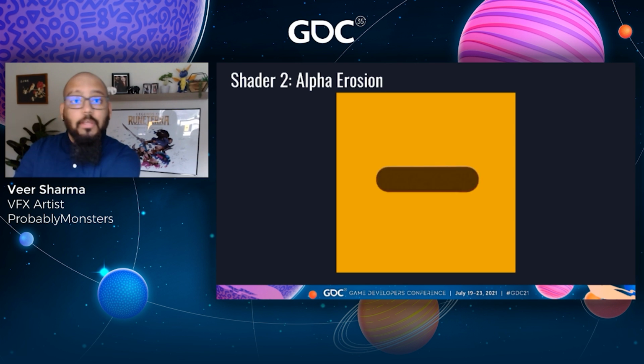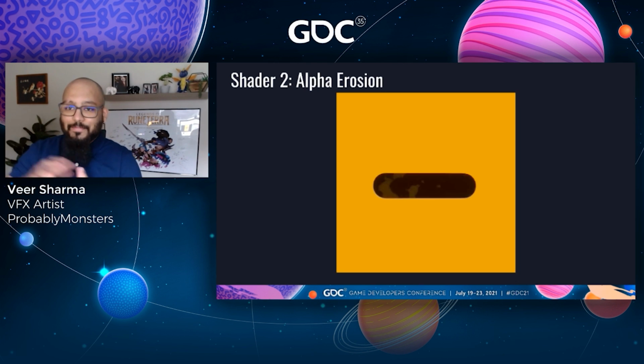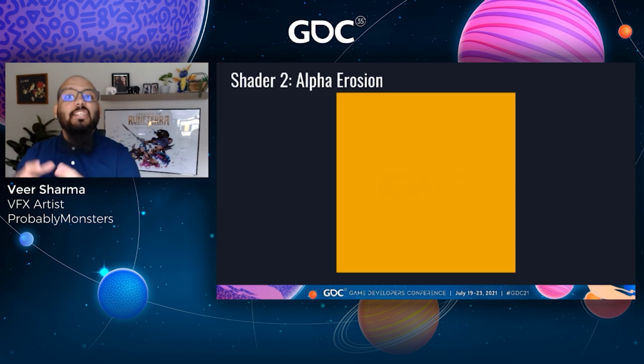Now, this is okay for some use cases. However, sometimes we want a bit more fidelity in the way our texture fades in and out. And that's where alpha erosion comes in handy. Now you can see that using alpha erosion gives this texture more of a sense of being eaten away, more of a dissolvey feeling, as opposed to a uniform fade in and fade out.